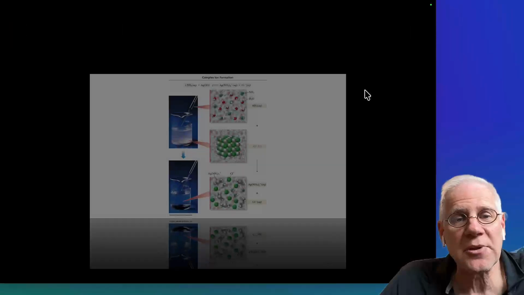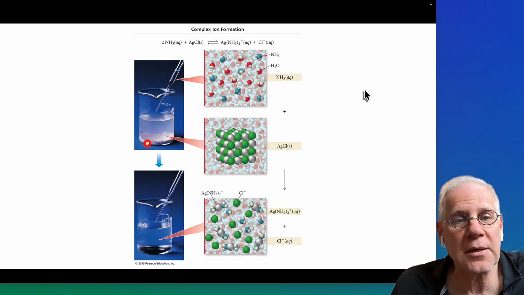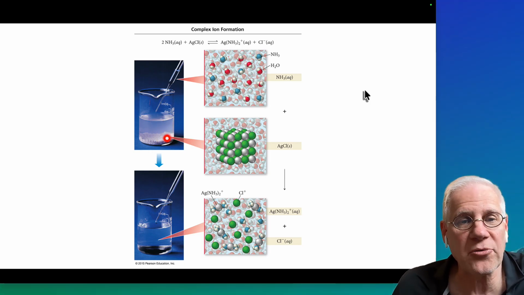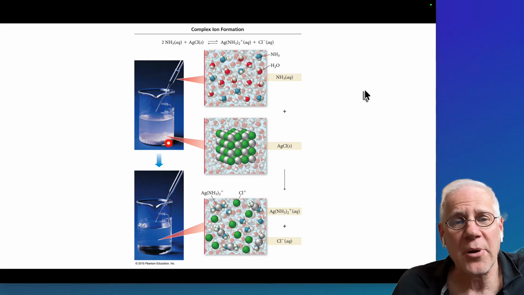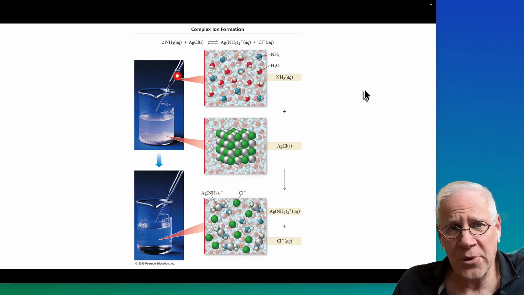Let's take a look to see what that looks like in practice. So here we have just a silver chloride solution in water. It's just a little cloudy, probably just some very small particles of silver chloride floating around. But for the most part, you've got a few silver ions floating around, mostly just water. Up in here, we've got an ammonia solution.